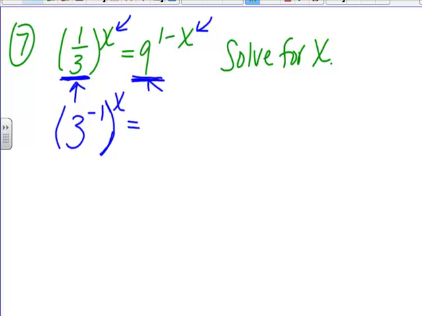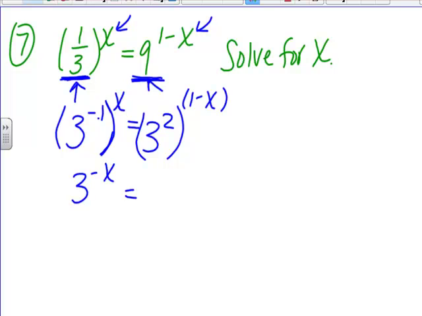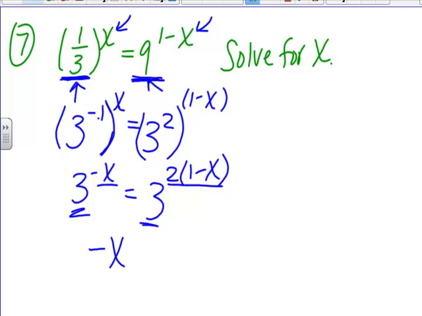So then I say, well, what can I do with this 9? Well, 9 is the same as 3 squared, and I'm going to raise that to the 1 minus x power. So power of a power, I multiply -1 times x would be -x is equal to 3, 2, and here is a danger zone. Remember, you need to distribute that too. So now, once my bases are the same, I can just set my exponents equal. So -x then is equal to 2 times 1 is 2 minus 2x.